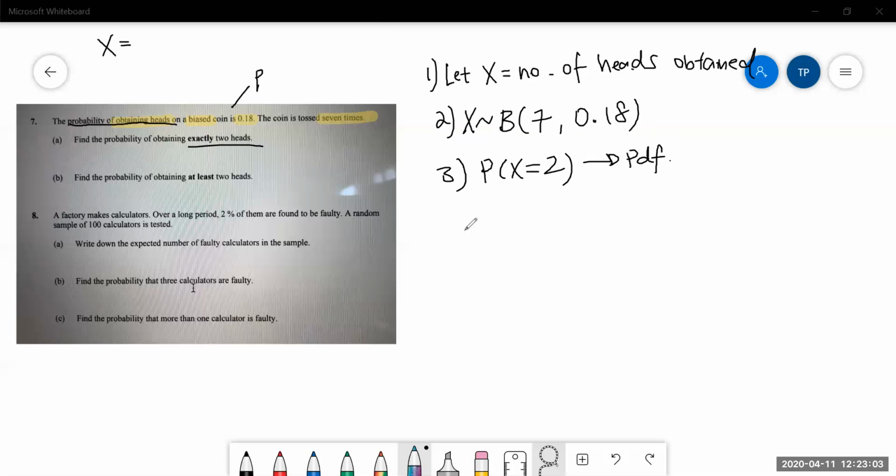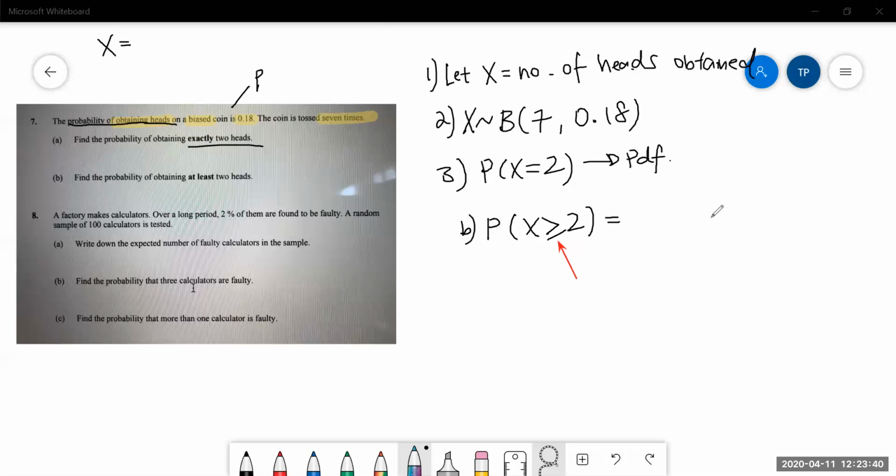Binomial PDF. For part B, we want the probability of obtaining at least 2 heads. So it's X greater than or equal to 2. But the thing is, look here. Right now this is a problem to us. P of X greater than or equal to, we want to use CDF, but it cannot allow that. We have to manipulate it. The complement thing, right?